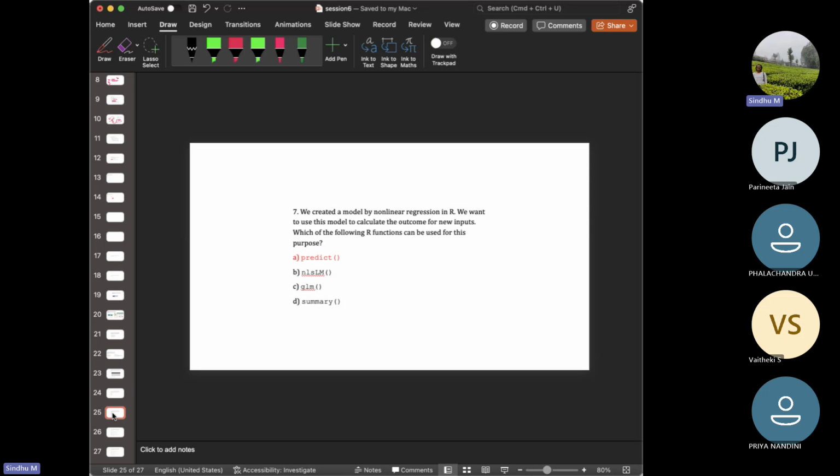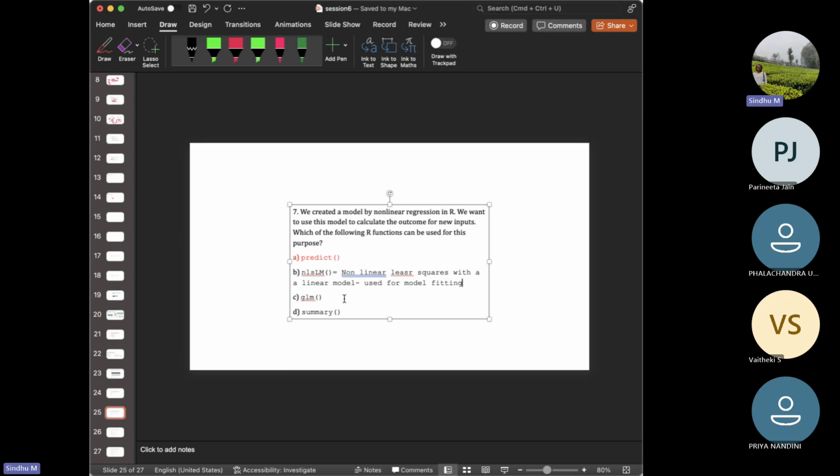So you can remember it easily like this. And we can also look at the other options. Option 2 is NLSLM. This NLSLM stands for nonlinear least squares with a linear model. This is used for model fitting. But here they are saying that they have the model already and they just want to predict. So that's why we are using the predict function.